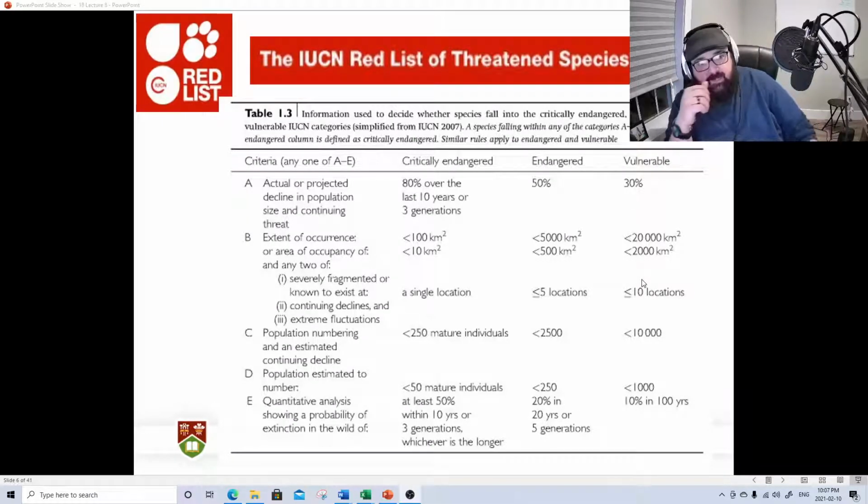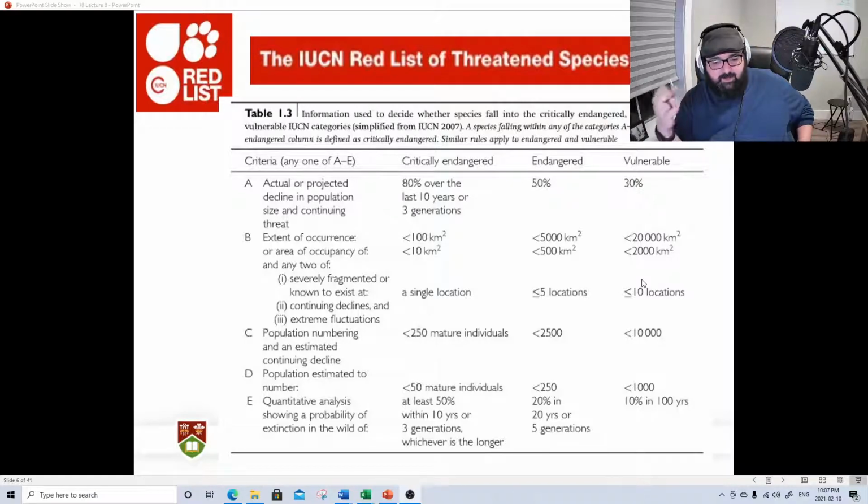However, and we've talked about this before, how you classify a population as critically endangered, endangered or vulnerable has to do with the actual or projected population size decline, the extent of occurrence of where the individuals live, population numbers, and the quantitative analysis showing probability of extinction in the wild. Now, besides the last one, the other ones have nothing to do with genetic diversity.